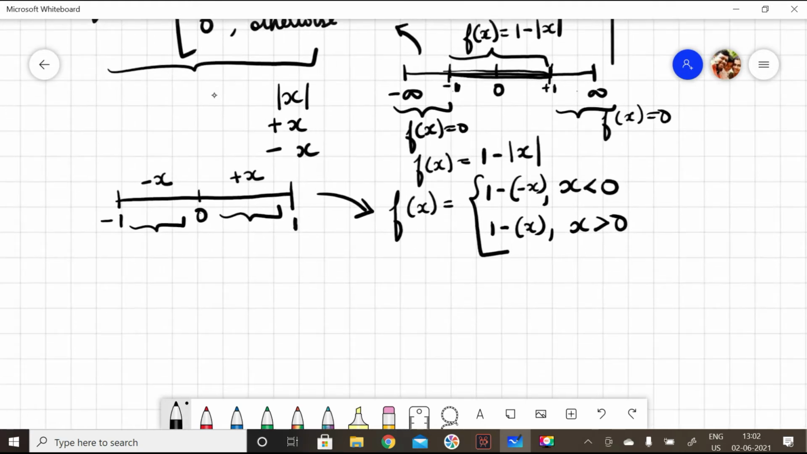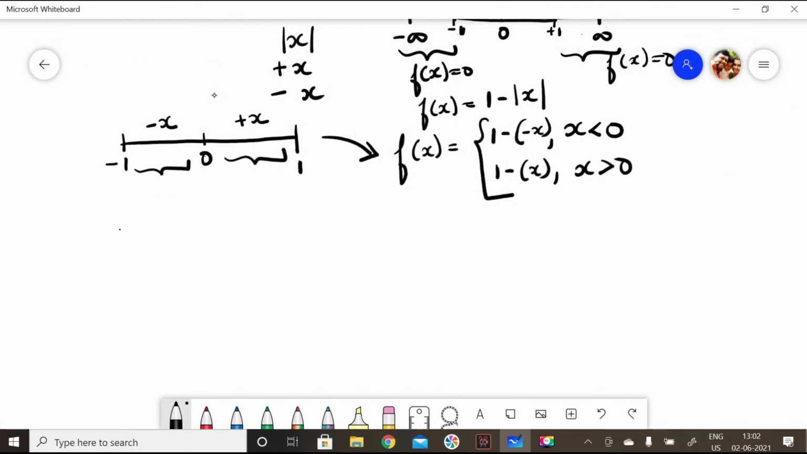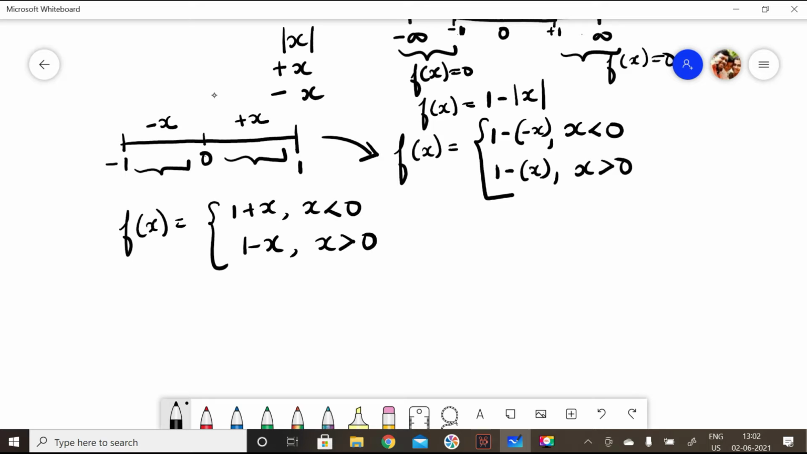So f of x is equal to 1 plus x for x less than 0 and 1 minus x for x greater than 0. Now I'm writing the formula. F of s is equal to integral from minus infinity to infinity f of x e power isx dx. So this is minus infinity to infinity.